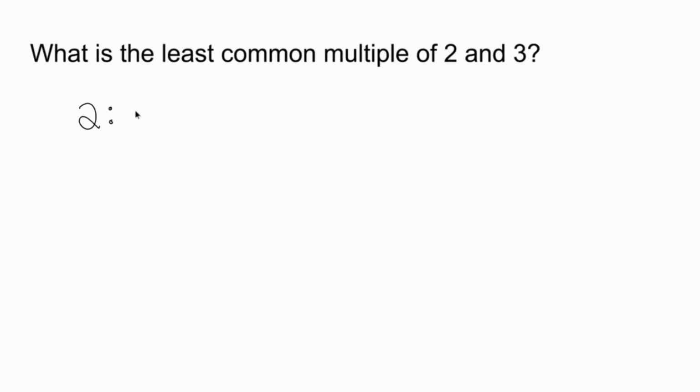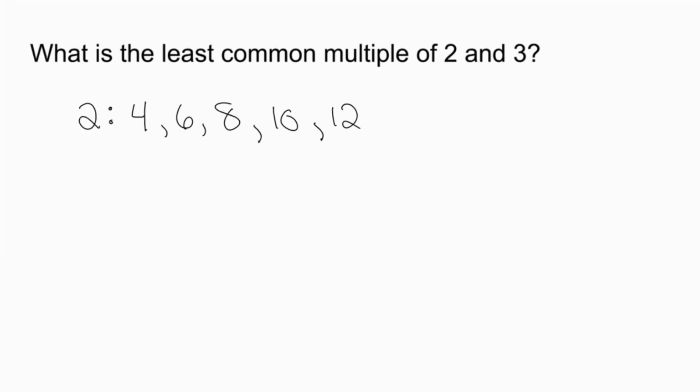So the first multiple of 2 is 2. I'm not going to write that out. But 2 times 2 is 4. And 2 times 3 is 6. And 2 times 4 is 8. And 2 times 5 is 10. And let's do one more. 2 times 6 is 12.